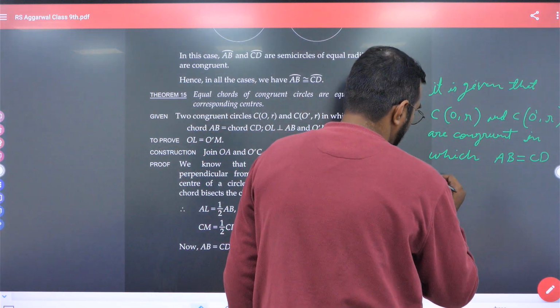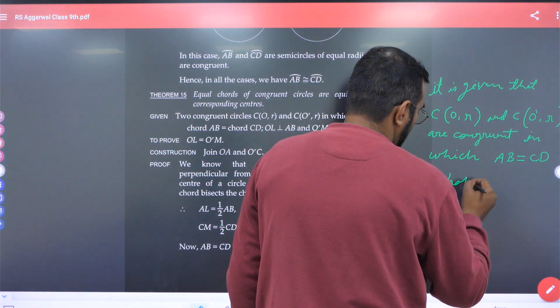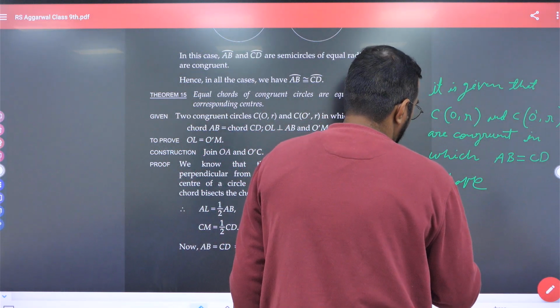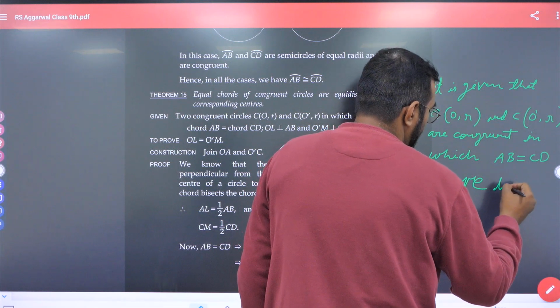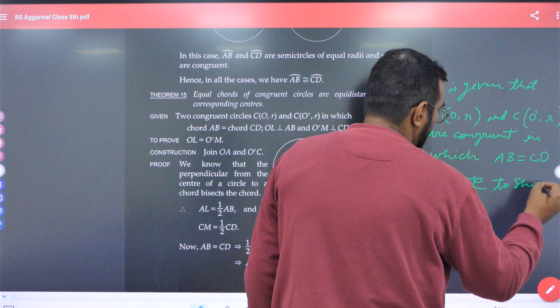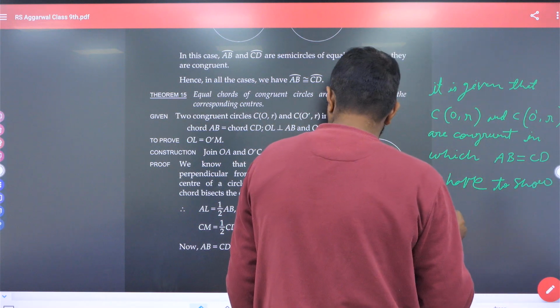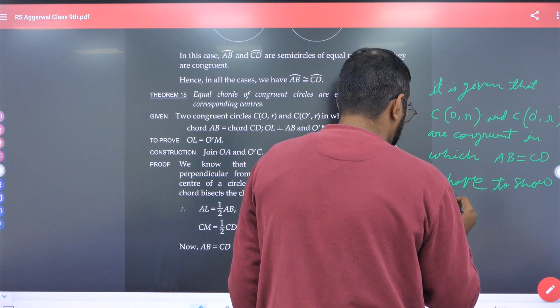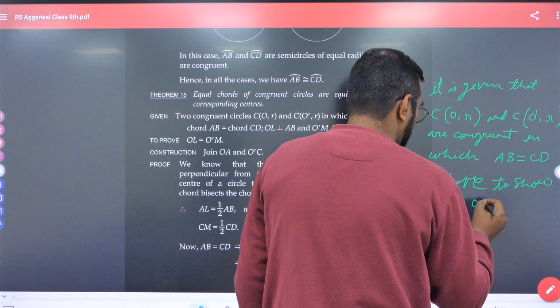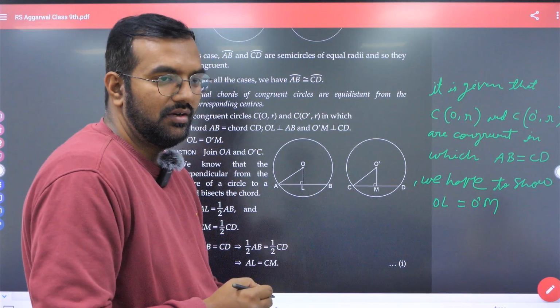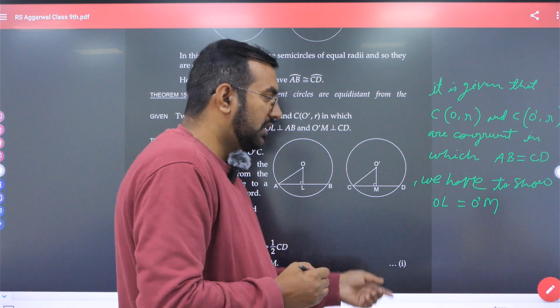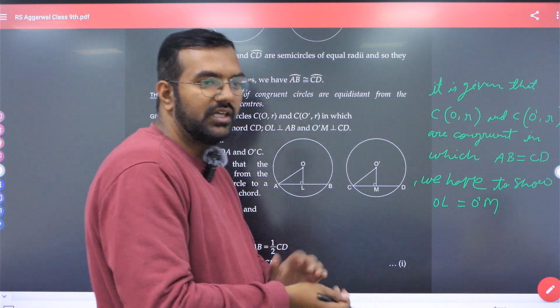And what we have to prove. We have to show that OL equals O dash M. The theorem is that their distances are equal. So OL and O dash M are the distances, and we have to show that they are equal.